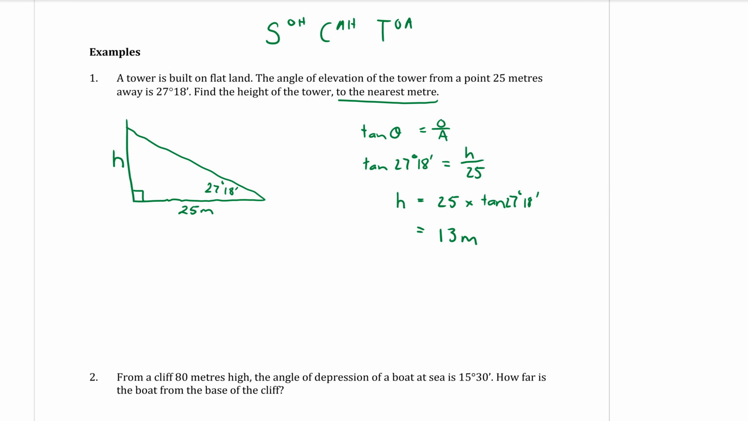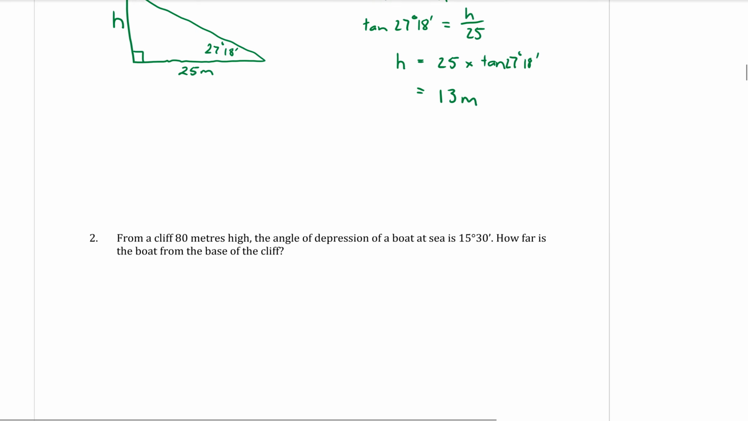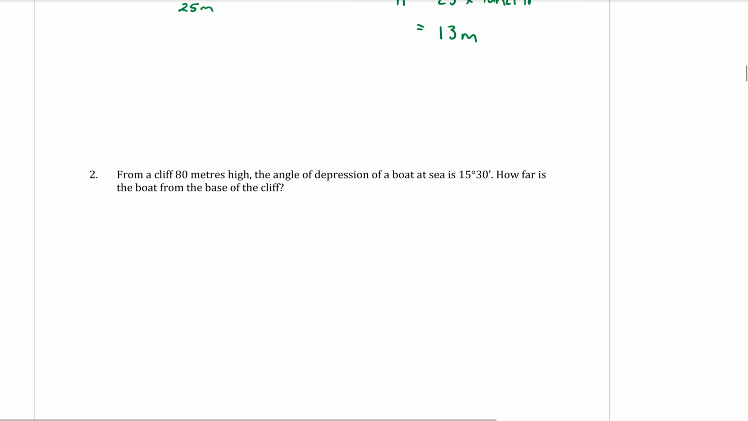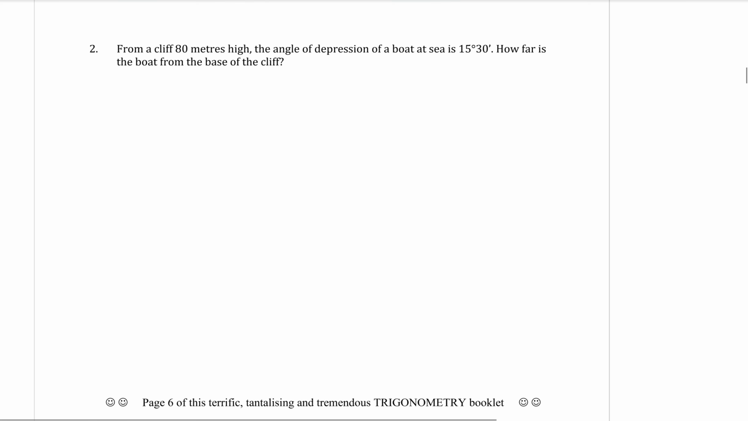Okay? All right, question 2. From a cliff 80 metres high, the angle of depression of a boat out at sea is 15 degrees and 30 minutes. Sometimes you don't even need to read the whole question to start putting information on your diagram. Reading it in chunks makes it easier.